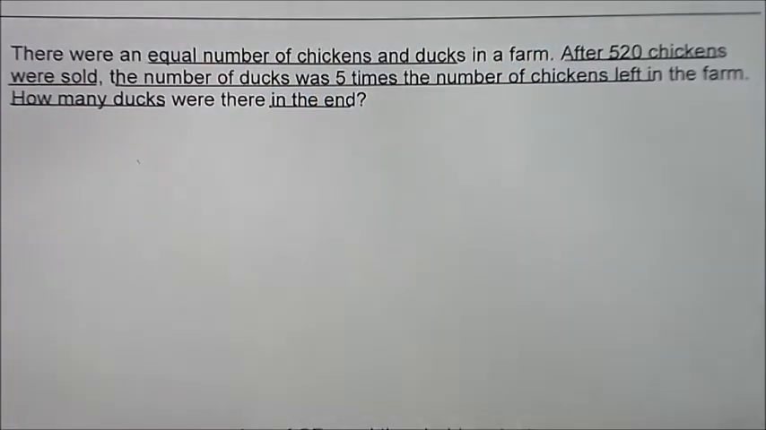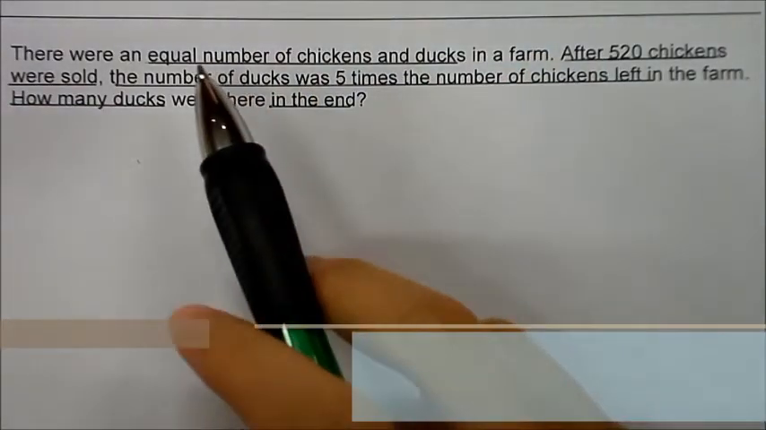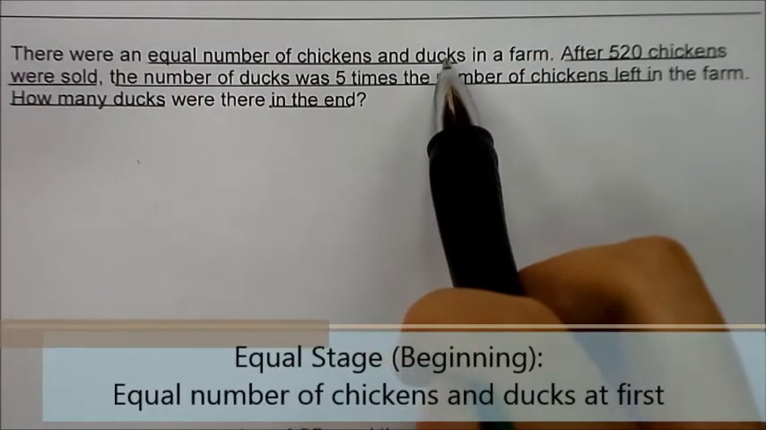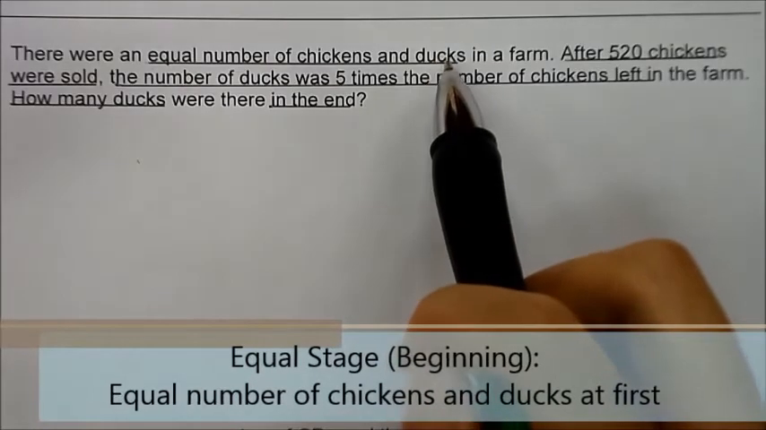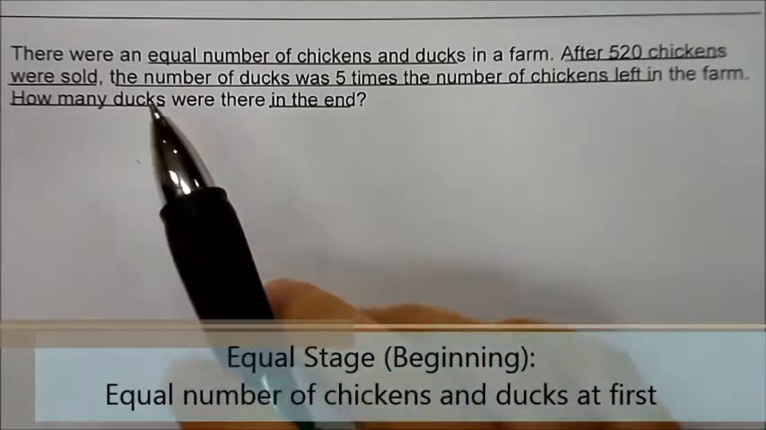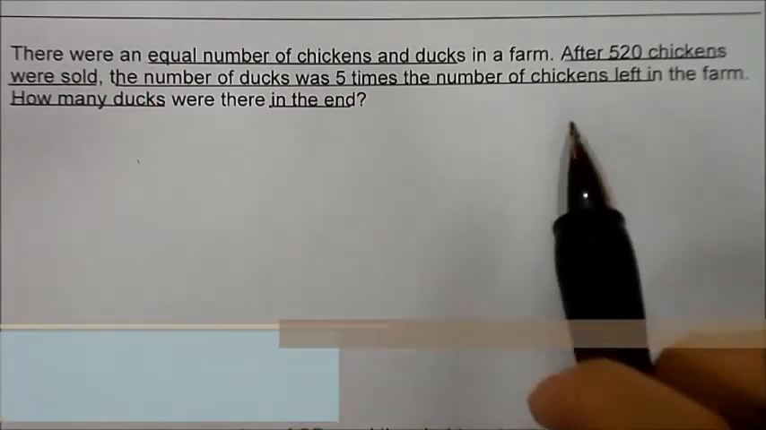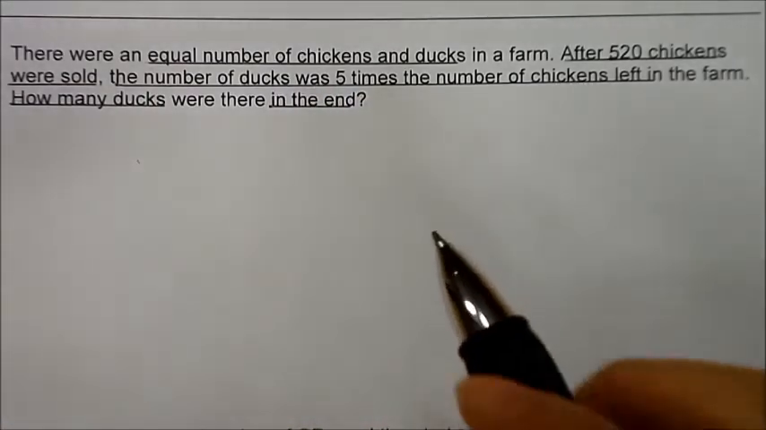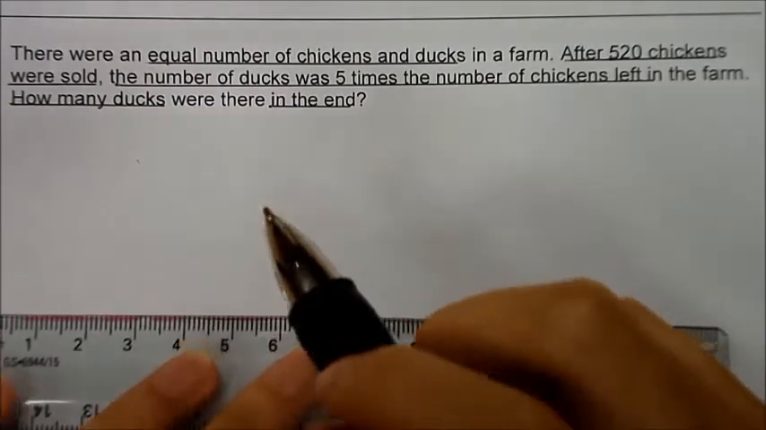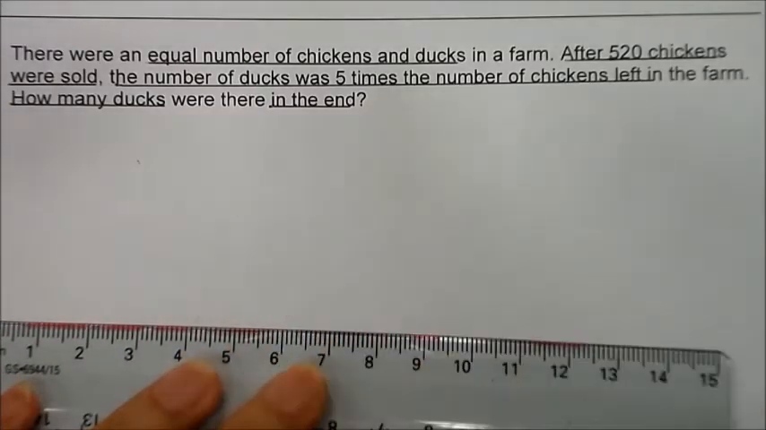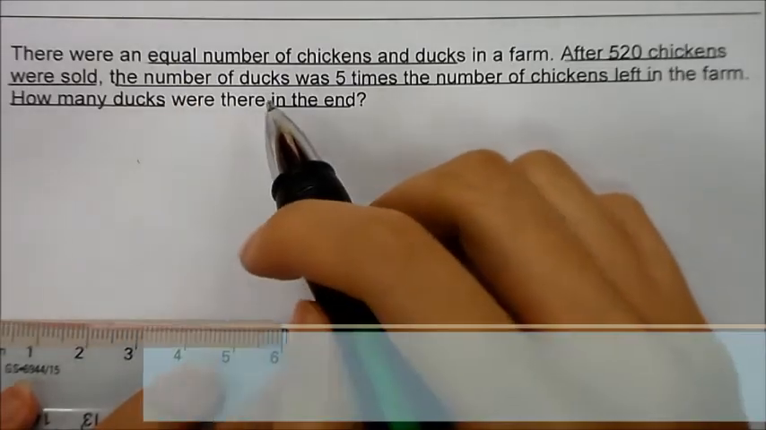Okay, so when we see the first part, there were an equal number of chickens and ducks. Immediately we know that this is an equal stage type of question. And when we see this, the number of ducks was 5 times the number of chickens, we know that most likely a model drawing would be helpful. So we start with drawing the number of ducks because we notice that the number of ducks did not change.